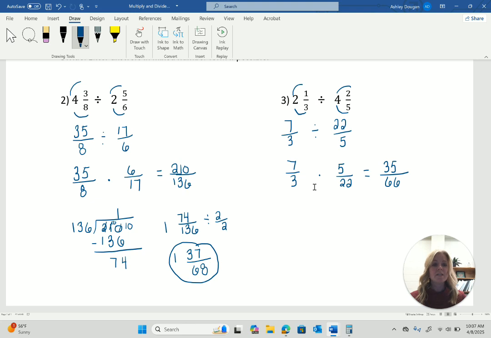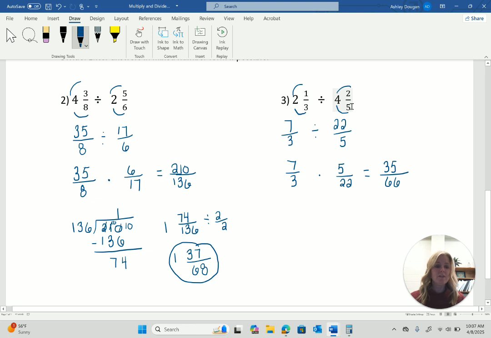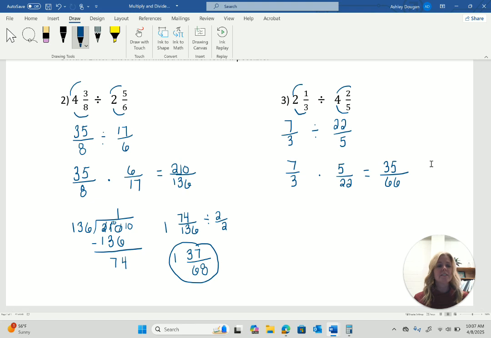Now this is where I usually look to change it back to a mixed number, right? Because if you're in my class, we have mixed number problems. We want our answer to be in mixed number form if possible. That's what we did with this example over here, number 2. We changed it to a mixed number. But if you look at the type of answer that we got, am I able to change that to a mixed number? Does 35 over 66 represent more than 1?